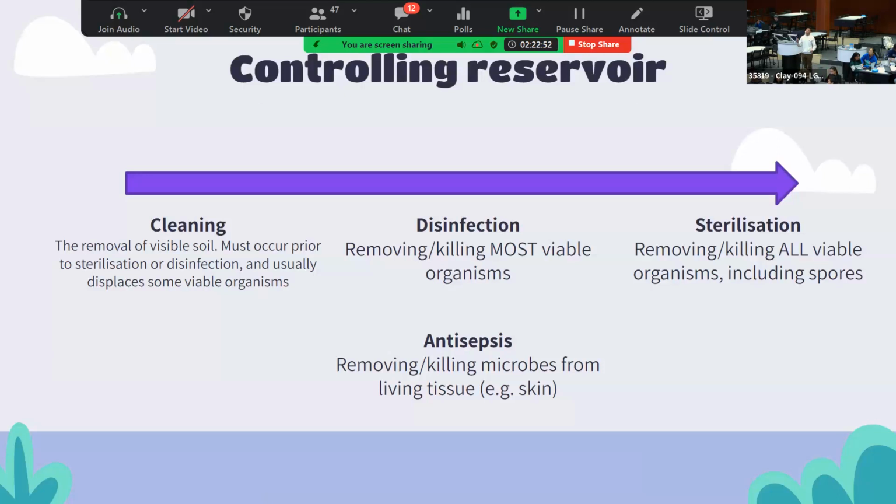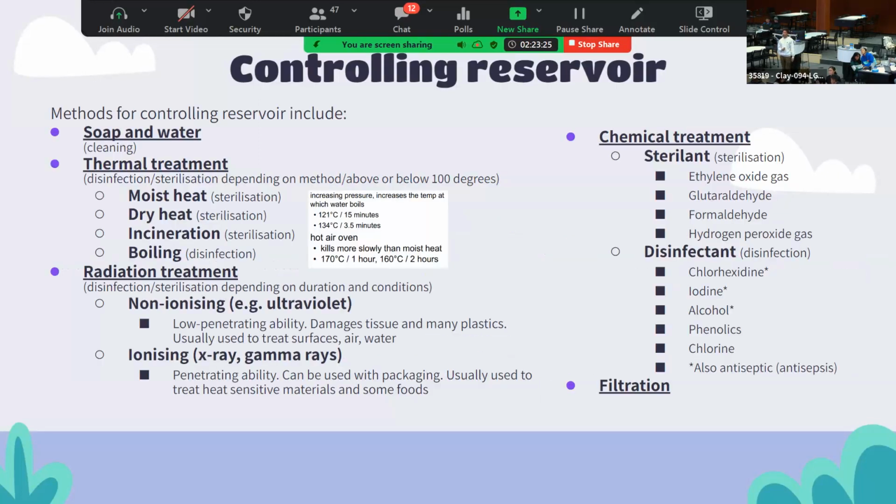And in terms of controlling the reservoir, which is one of the links in the chain, you have cleaning, disinfection, sterilization. Cleaning is just removing the visible dirt and soil, and it's a prerequisite for disinfection and sterilization. Disinfection is removing most viable organisms; sterilization is killing all viable organisms, so that includes the endospores that we mentioned earlier. And then antiseptics are a subset of disinfectants that remove and kill microbes from living tissue, like skin, during surgery, all that.